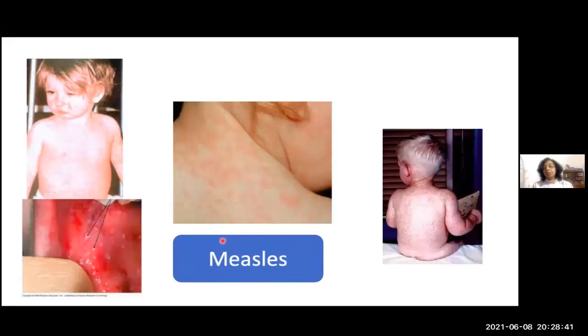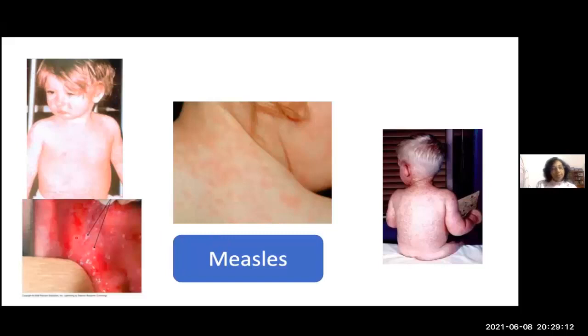You may think that we don't see measles nowadays, but it's not so, because the MMR vaccine is given at 9 months. Sometimes infants present before the vaccination. Right? Before 9 months, they may present with measles. And why are we worried about measles? It can be associated with severe pneumonia and also encephalitis, and can have morbidity and mortality. Right.